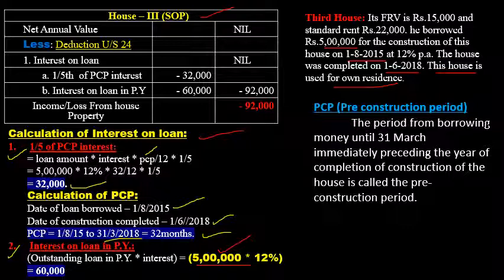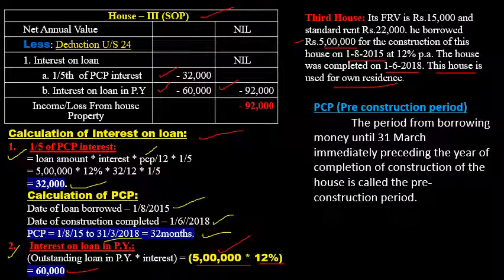Here SSC borrowed 5 lakh as a loan for the construction of the house, and that 5 lakh itself is outstanding at the beginning of the previous year. So outstanding loan into rate of interest 12% gives total interest on loan for the previous year of 60,000. That is the second part. So 1/5 of PCP interest, 32,000, plus interest on loan in the previous year, 60,000, gives a total deduction under section 24 for interest on loan of 92,000.